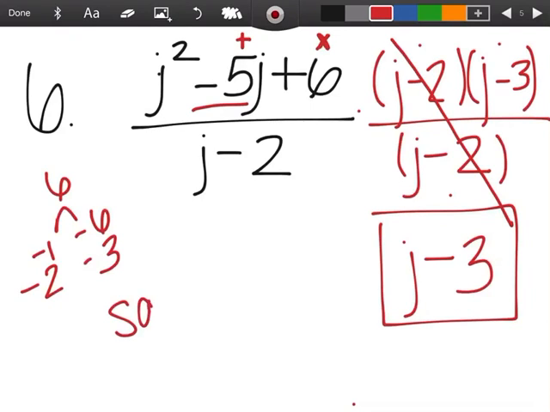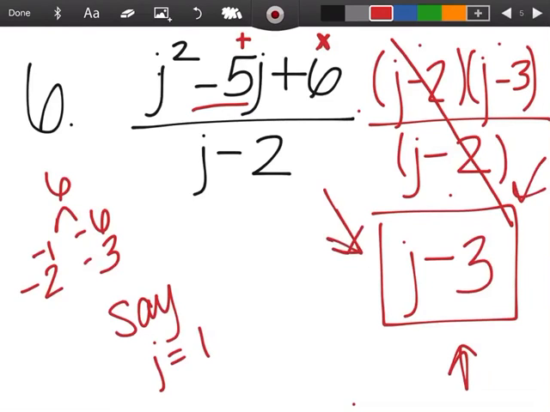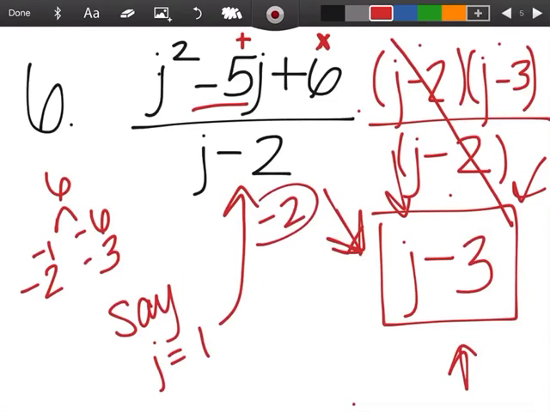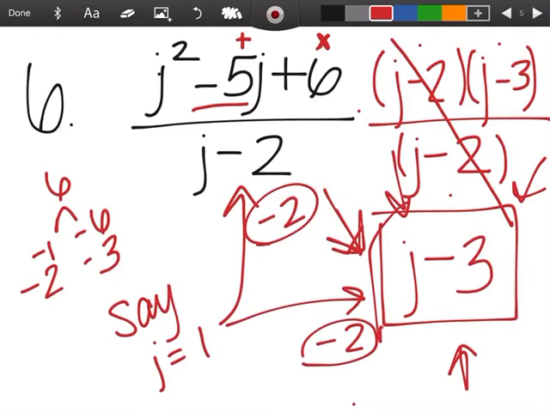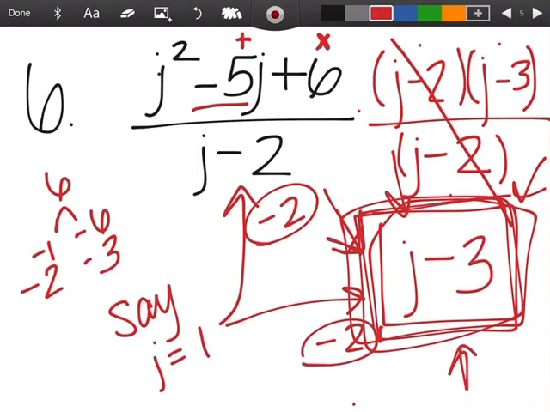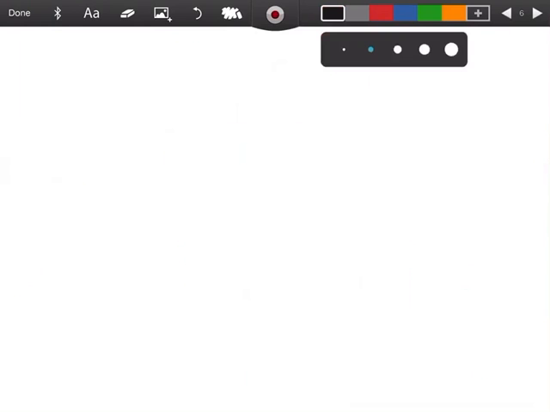If you plugged in a number, so say j equals 1. Notice how they don't tell me j. So this is the answer. Don't get that messed up. This is what you're typing in. This is what I'm looking for. But if j was equal to 1, then if you plugged in 1 into this quantity, you would get negative 2. How do I know that? Because when you plug it in over here, you get negative 2. But this is the answer that you're looking to get, that it simplifies to be j minus 3. They don't tell you what j equals.